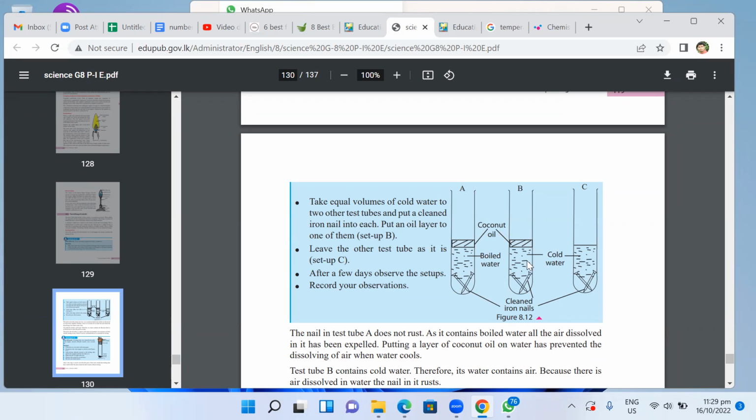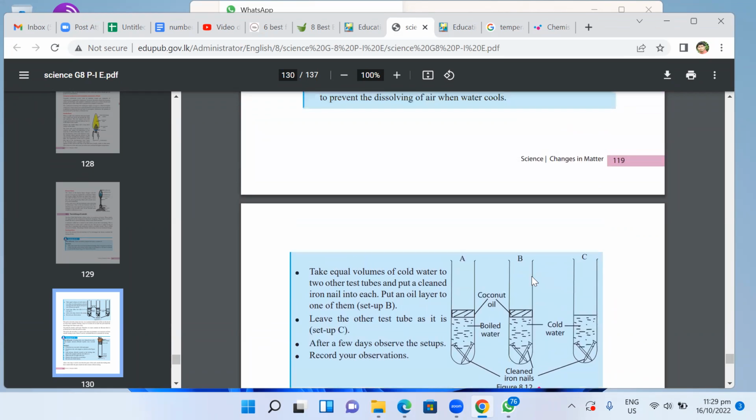This is the seal. Okay, what do you expect after keeping this setup for some time? Clean iron nails are there. So can we see rusting? And which will rust, which will not? What do you think?